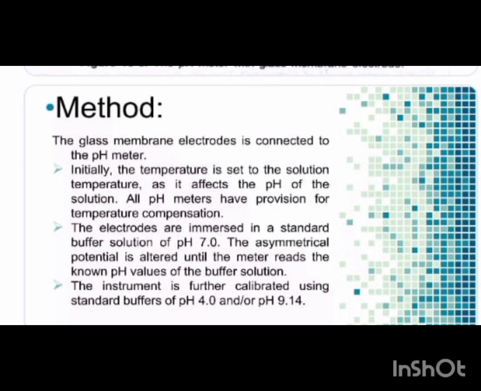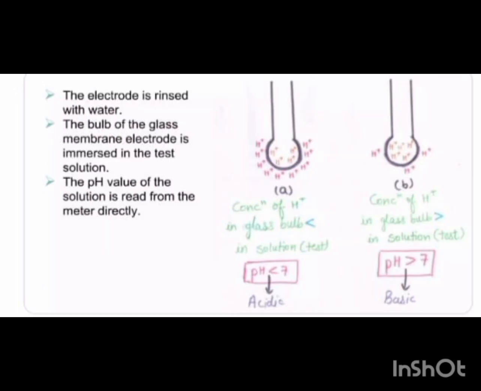And here, initially, as the first step, the temperature is set to the solution temperature, and second, the electrode is rinsed with water. The bulb of the glass membrane electrode is immersed in the test solution. The pH value of the solution is read from the meter directly. This is the method to determine the pH of the solution.